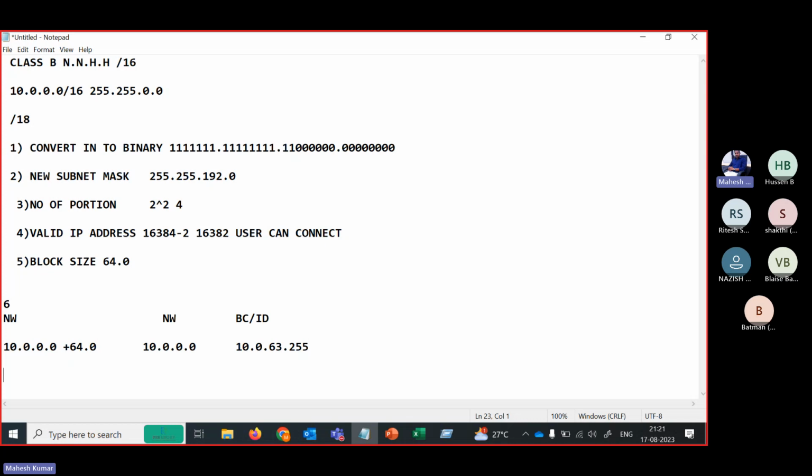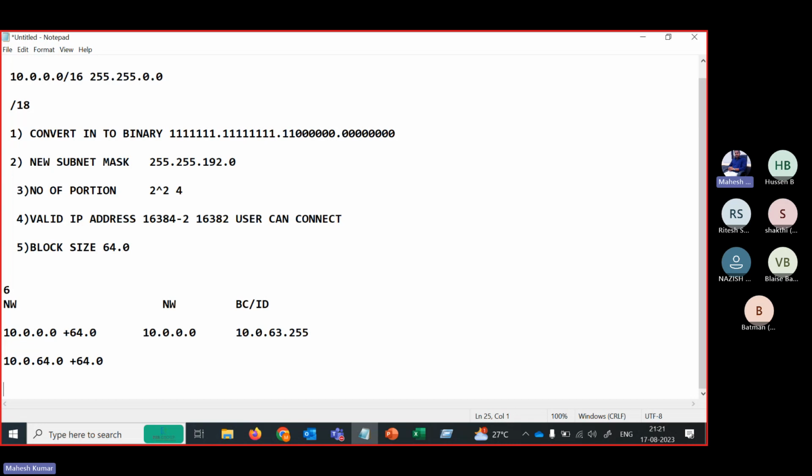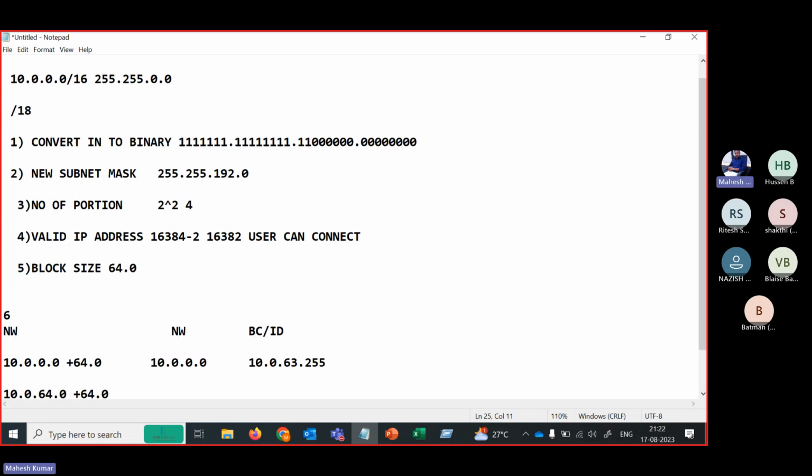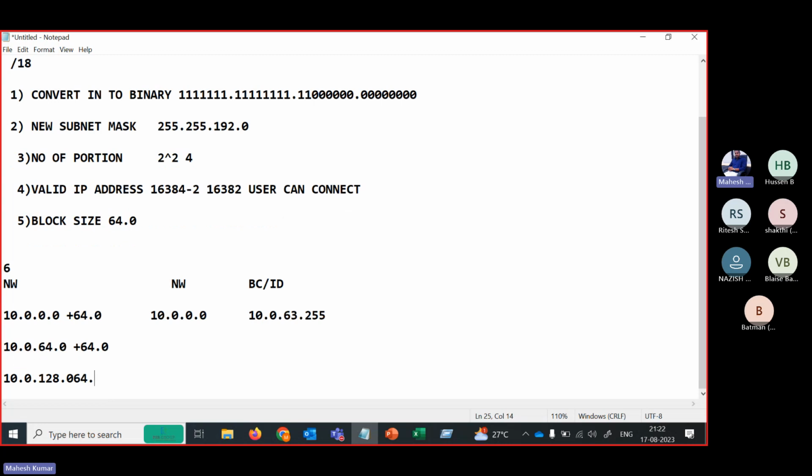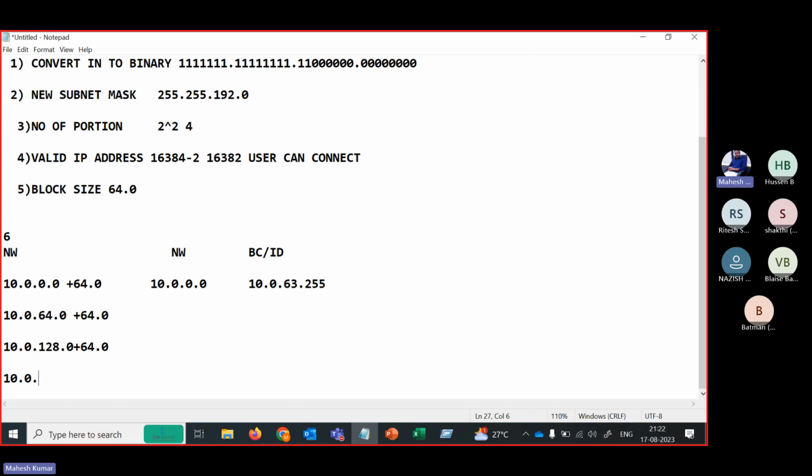Again, if you go on like this, in the third octet we need to add 64.0. So 10.0.64 plus 64 is 128, correct? 128.0 plus 64 again, 64.0. Again we need to add 64.0. So if we are going for 10.0.128 plus 64, how much? Calculate.